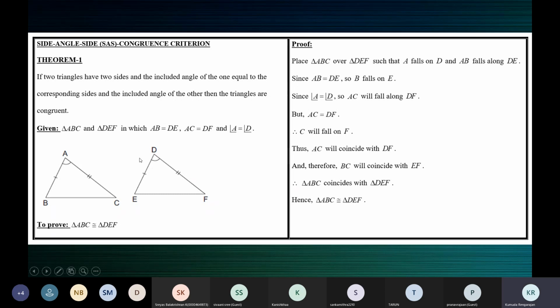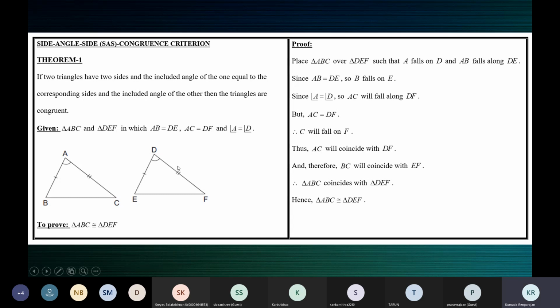Since angle A is equal to angle D, when you place A over D, A falls on D. And you turn it, you adjust so that AB falls on DE. You adjust triangle ABC and place it over DEF so that A coincides with D and AB falls along DE. Put this A over D and turn it as needed so that AB falls along DE.